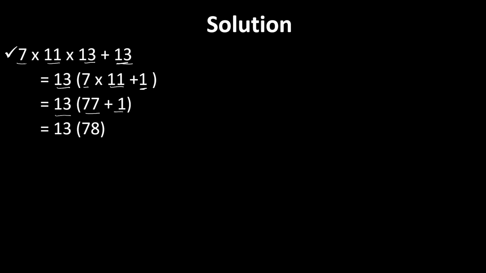Now 77 plus 1, its value is 78, and this 13 we are going to multiply with it. So 13 into 78, we are going to get 1014. Now we have to check whether this 1014 is a composite number or not. And for that we are going to do the prime factorization. So from prime factorization we are going to get the prime factors, right? These are the prime factors whose product is going to give us 1014. They are 13 into 13 into 2 into 3. So these are all the prime factors whose product will lead us to 1014.